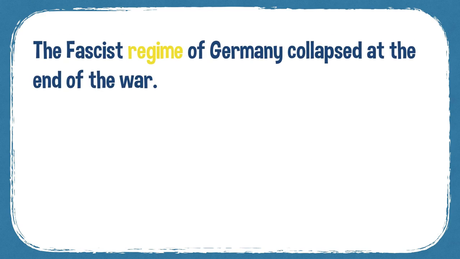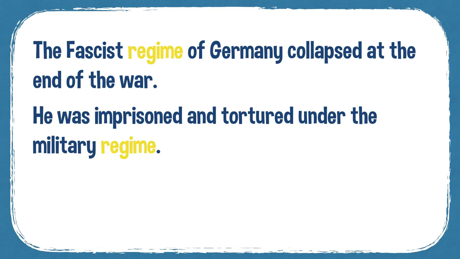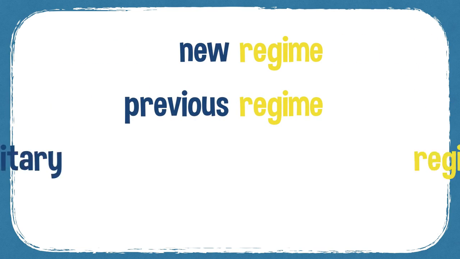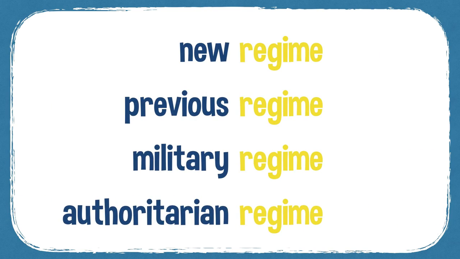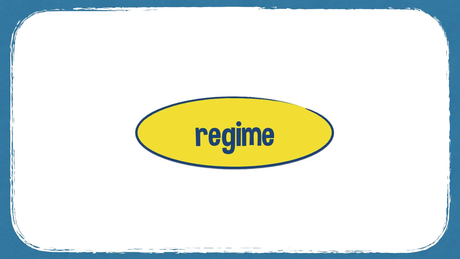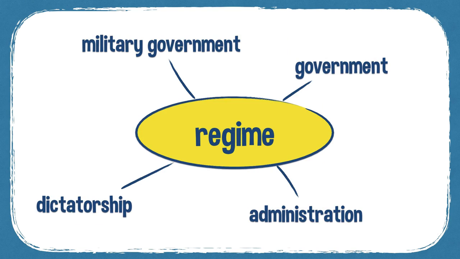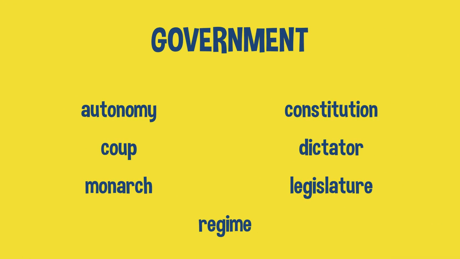So the fascist regime of Germany collapsed at the end of the war. He was imprisoned and tortured under the military regime. The new regime immediately imprisoned opponents and stopped freedom of speech. So we often talk about a new regime or a previous regime, a military regime, an authoritarian regime. And some synonyms: military government, administration, junta, government, or dictatorship. So there are your 7 words for government: autonomy, constitution, coup, dictator, monarch, legislature, and regime.